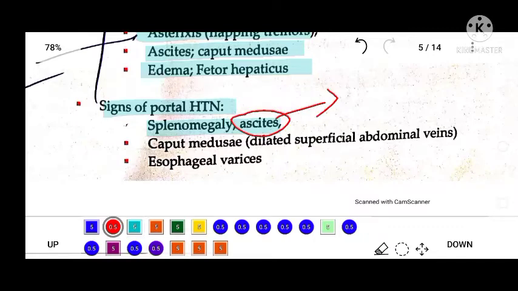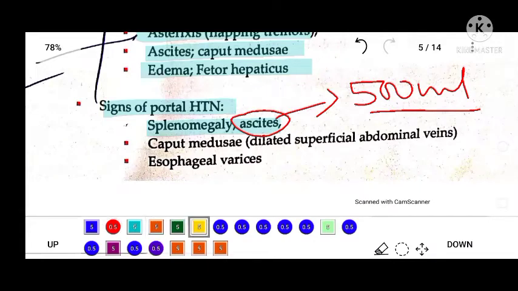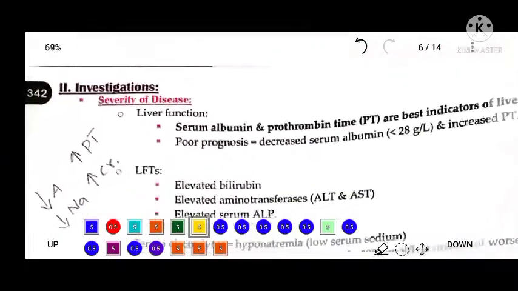Ascites means that when fluid accumulates in the peritoneal cavity to more than 500 milliliters, then the abdomen will be distended and ascitic fluid will be there. Caput medusae means dilated, superficial abdominal veins will be there, and esophageal varices will also be there.